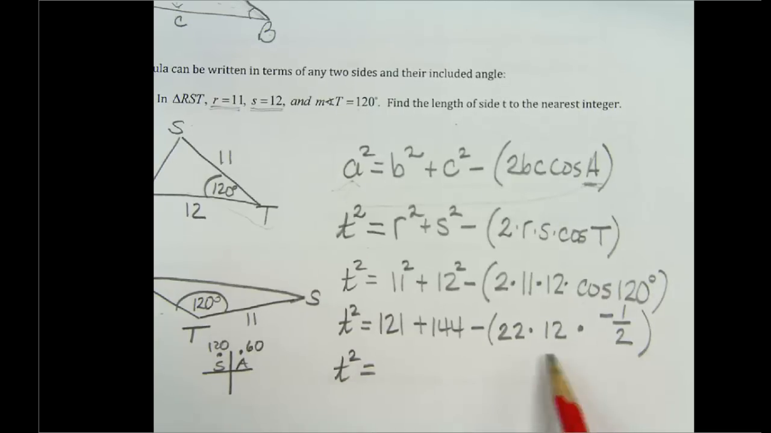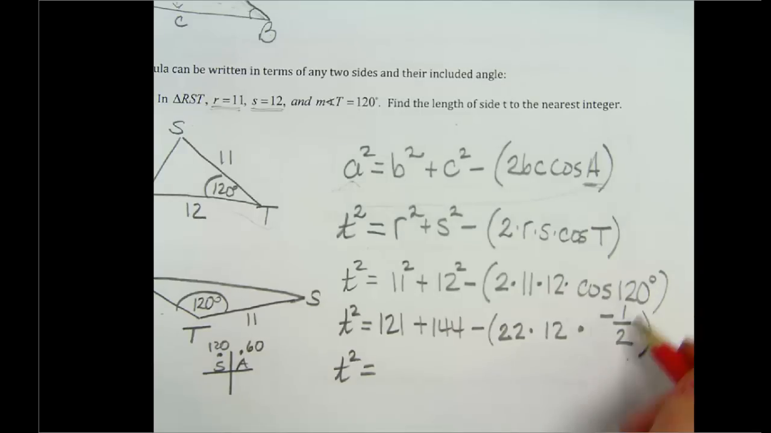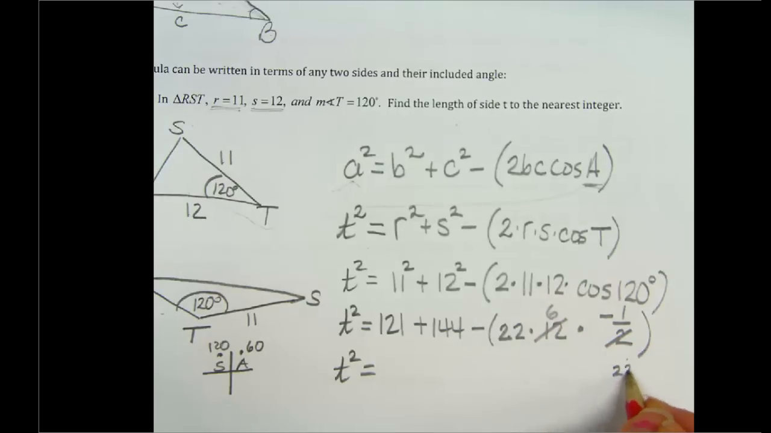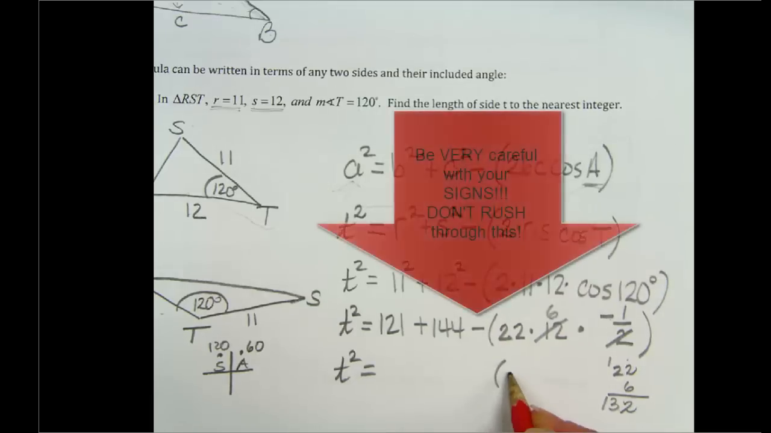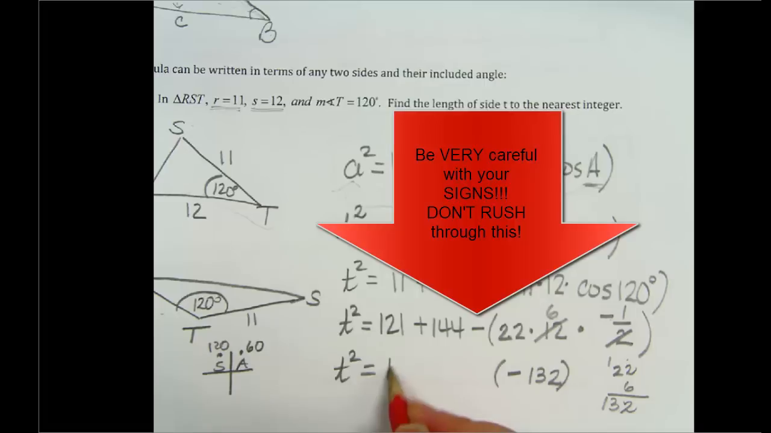Order of operations tells me to do parentheses first, so I'm going to clean this up. And the nice part about this negative 1/2 is it'll make these numbers smaller. So it really doesn't matter. I'm going to replace 2, or divide 2 into 12 and get 6. And then off to the side, 22 times 6 is 132. Now it's negative 132 because of this negative 1 left over. So in my parentheses, I have negative 132. Copying the rest down, 121 plus 144 minus negative 132.